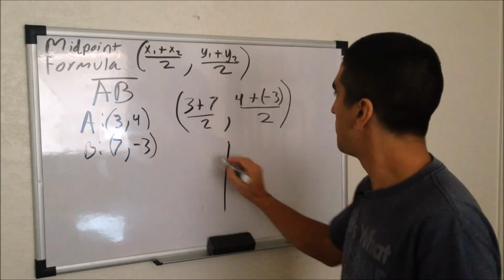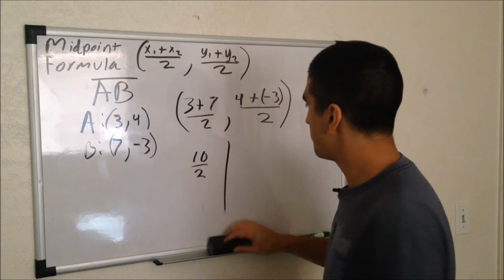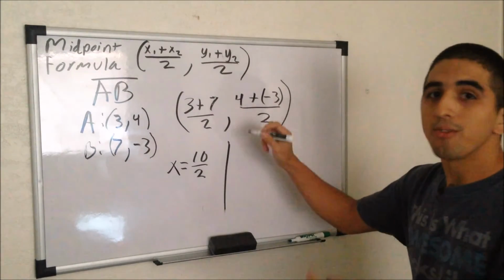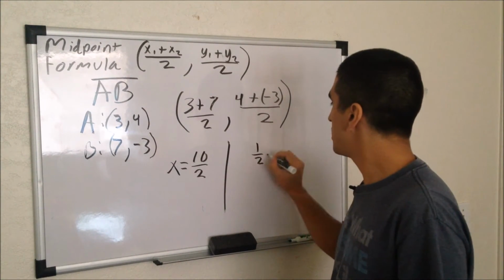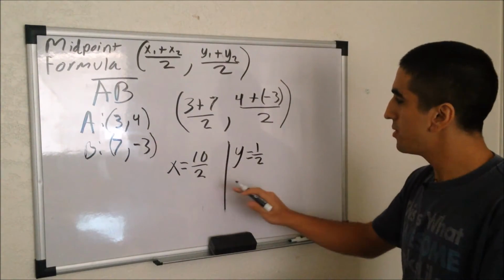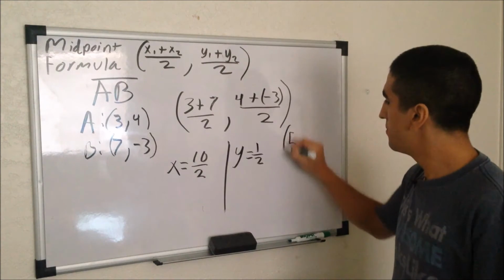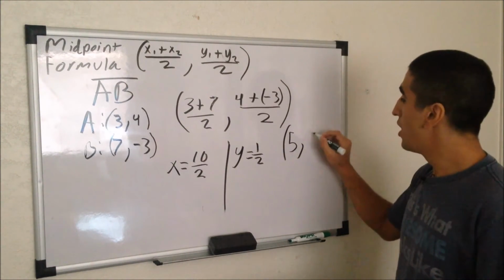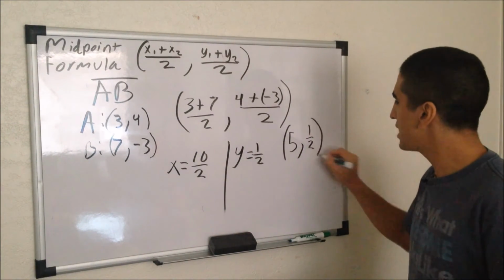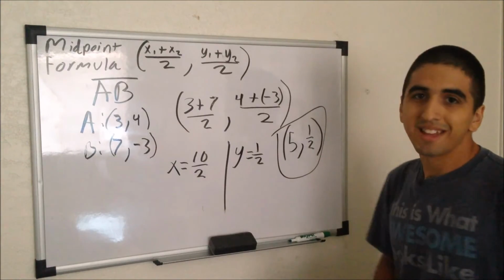So we can break these up and say 3 plus 7 is 10 over 2 is equal to x. And 4 plus negative 3, which is 4 minus 3, is 1 over 2 is equal to y. Then we could just take these numbers and set them in our equation. Well, 10 divided by 2 is equal to 5, comma, y equals 1/2. Depending on what your teacher asks you to do, I would say it's fine to leave it in fraction form, but your teacher may ask you to put it in decimal form. So your answer would be 5, 1/2.